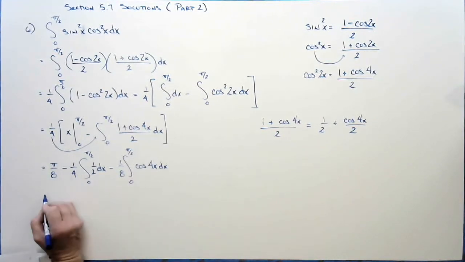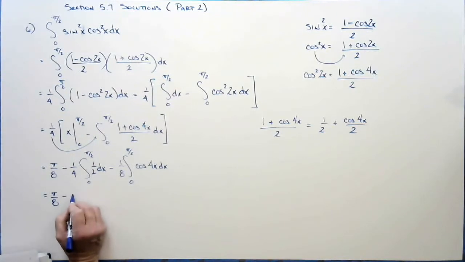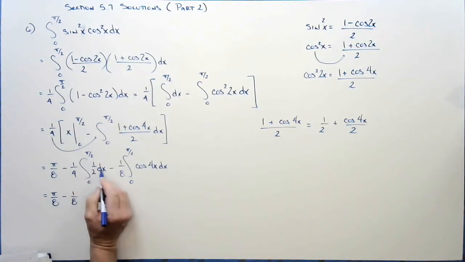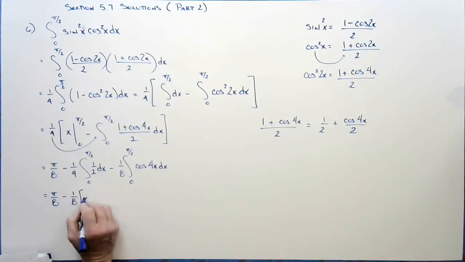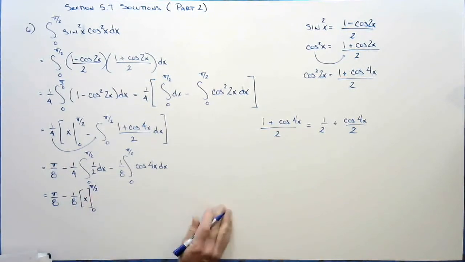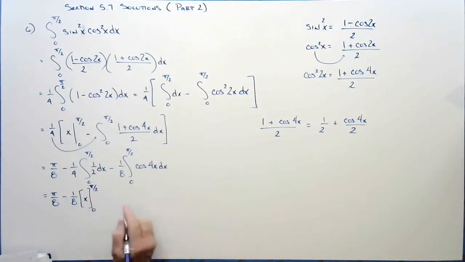Here we have our pi over 8. This is going to be minus, we can bring the half out, that's going to be an 8. We're again going to have the integral of dx, and that's going to be x evaluated between 0 and pi over 2. Here we're going to have minus 1/8, and we're going to do a u sub, right? We'll do a u sub here.